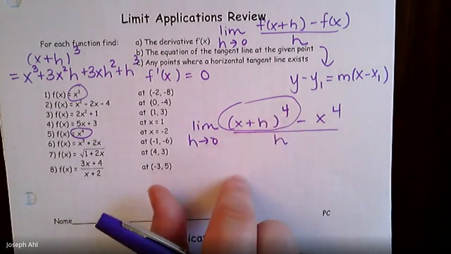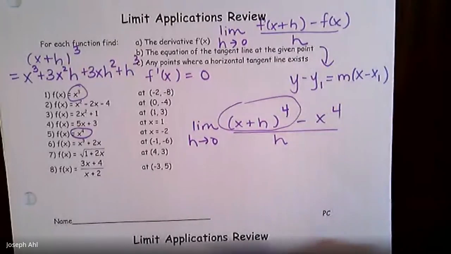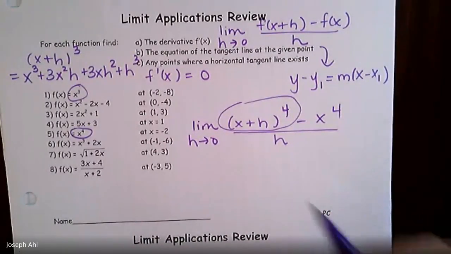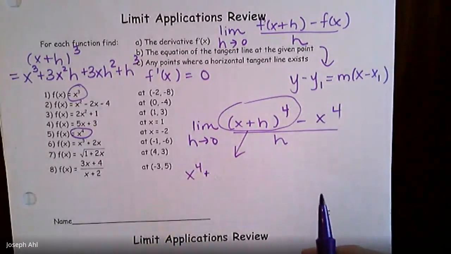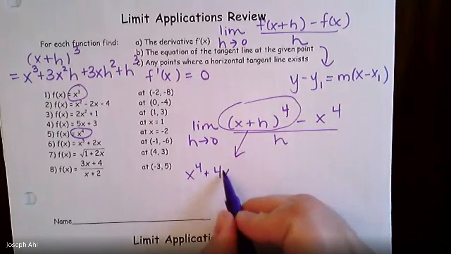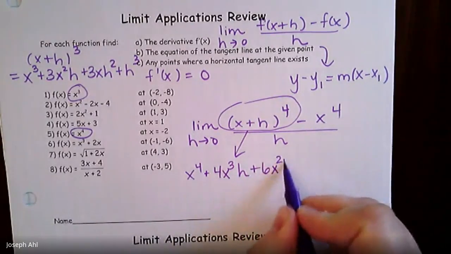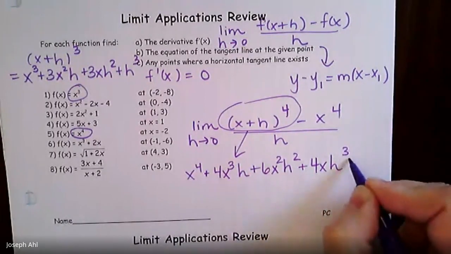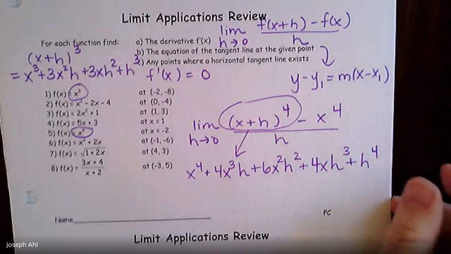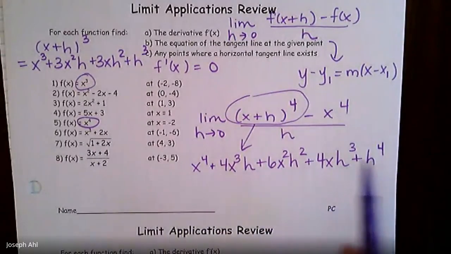So I'll write down what the expansion looks like if I do that, but that would be a lot of box method multiplication or foiling or whatever you want to do off to the side. So this would be x to the 4th plus a 4x cubed h term plus 6x squared h squared plus 4xh cubed, and then finally at the end plus h to the 4th. And if you're wondering, like, Mr. All, how did you know that?